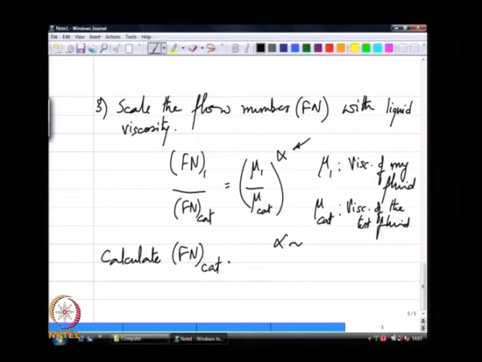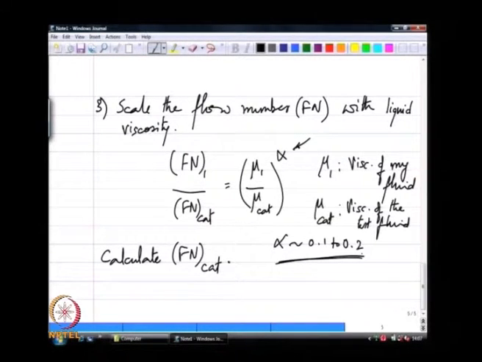So, this number alpha is on the order of about 0.1 to 0.2 typically. It is a positive number, not a negative scaling with mu. For the same delta p, if the viscosity goes up, the flow rate goes up slightly.